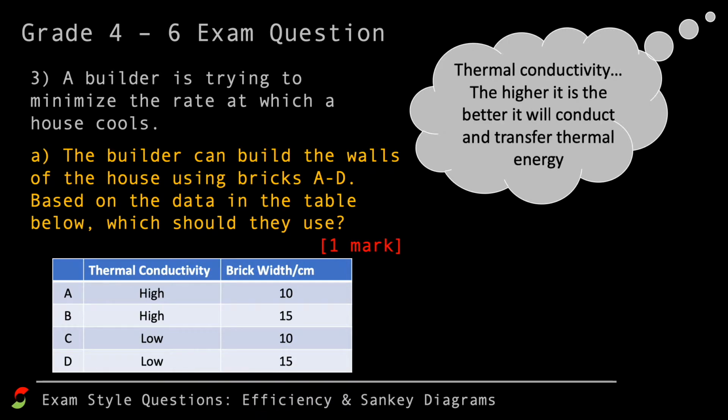So let's think about what thermal conductivity means. The higher it is, the better it will conduct and transfer thermal energy, and that's a bad thing. So we don't want it to be high. We want it to be low, and we want it to be as thick as possible. So the builder should really choose D. That would be the best possible brick for this house. But of course, it might be expensive.